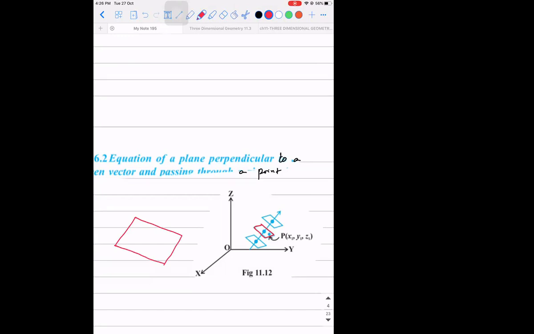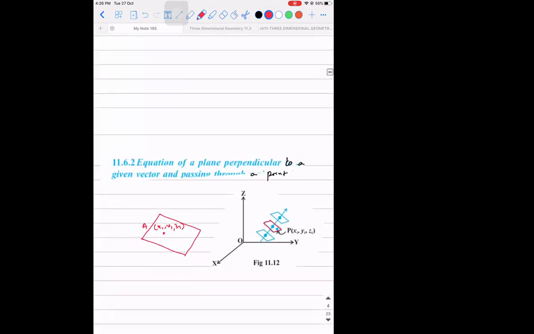So there is a plane. This plane is passing through a point x1, y1, and z1. Always, given points will have suffixes like this. And what else is known? They've told us the plane is passing through a point. What is the other information that we know? The plane is also perpendicular to a given vector. So there is a vector like this to which it is perpendicular. This perpendicular vector which is given, let's call it n vector. Am I clear, guys?